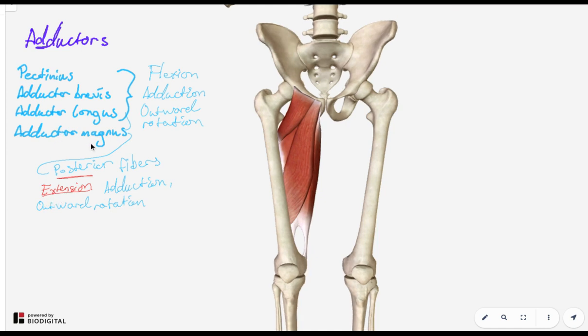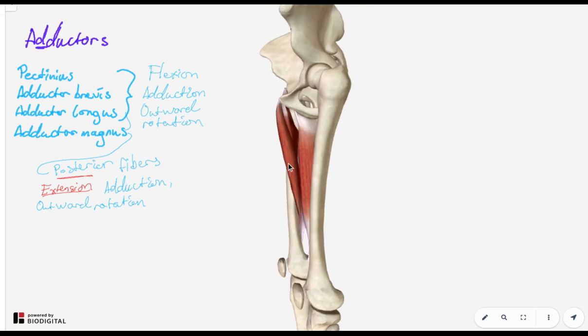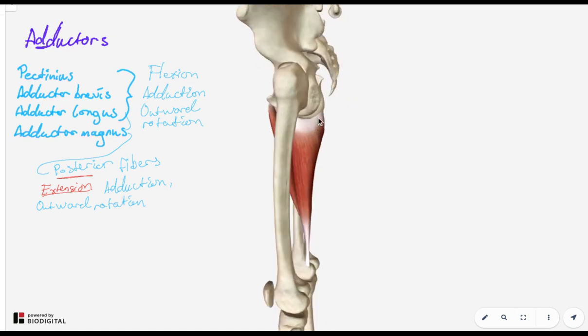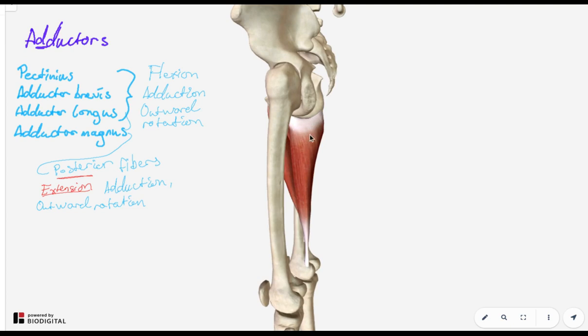And this all makes sense if we just look at the muscles and their attachments. So for the pectineus, adductor brevis, longus, and the anterior part of the adductor magnus, the hip joint is right about here, and these are all crossing anterior of the hip joint. So if we think of them contracting, they're going to cause flexion of the hip joint. But the posterior fibers over here are actually on the posterior side of the hip joint. Because this muscle is so big, it spans both sides. So the posterior fibers are actually going to cause extension of the hip joint.